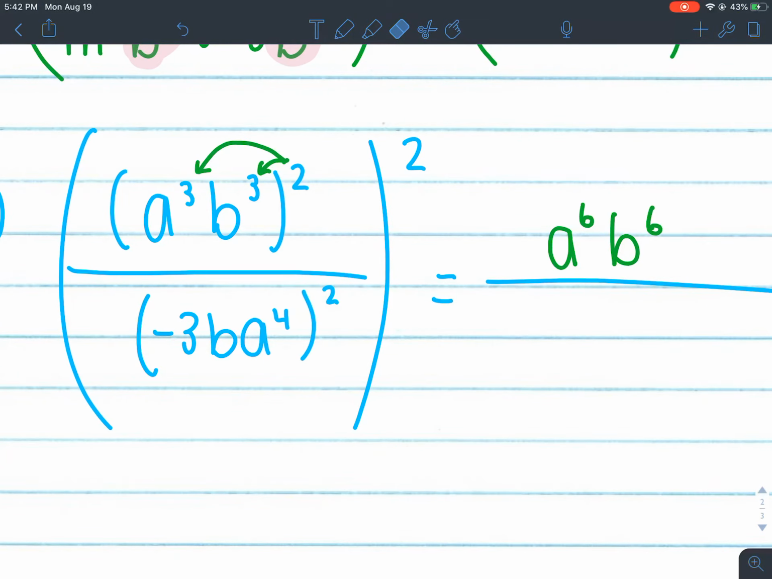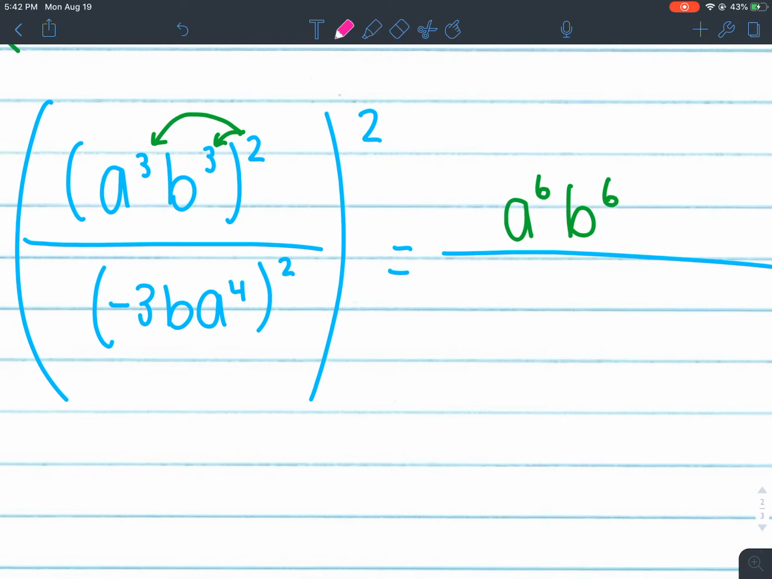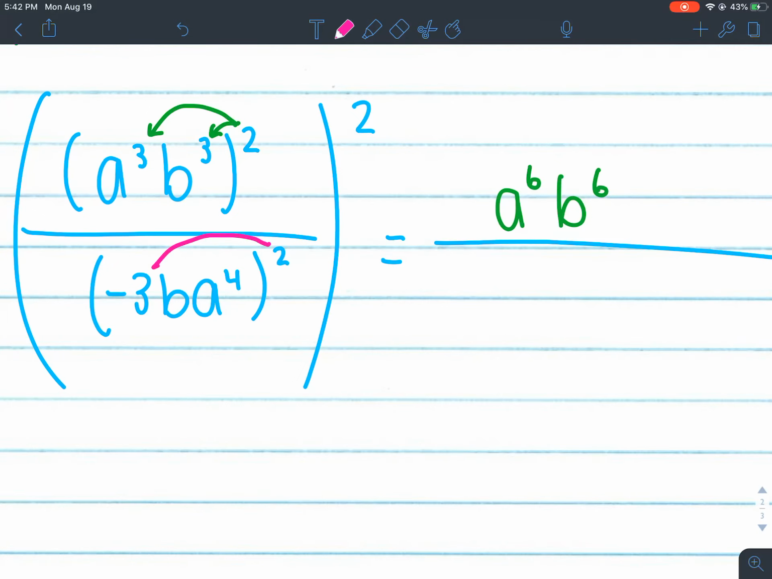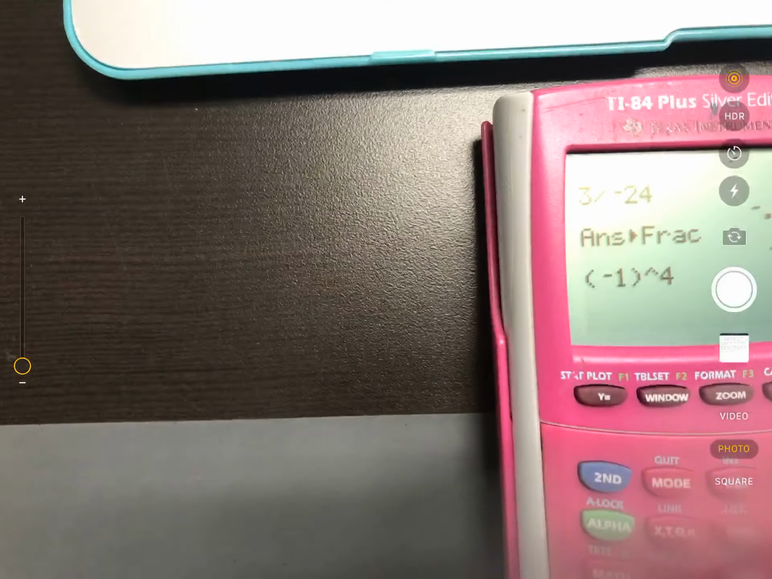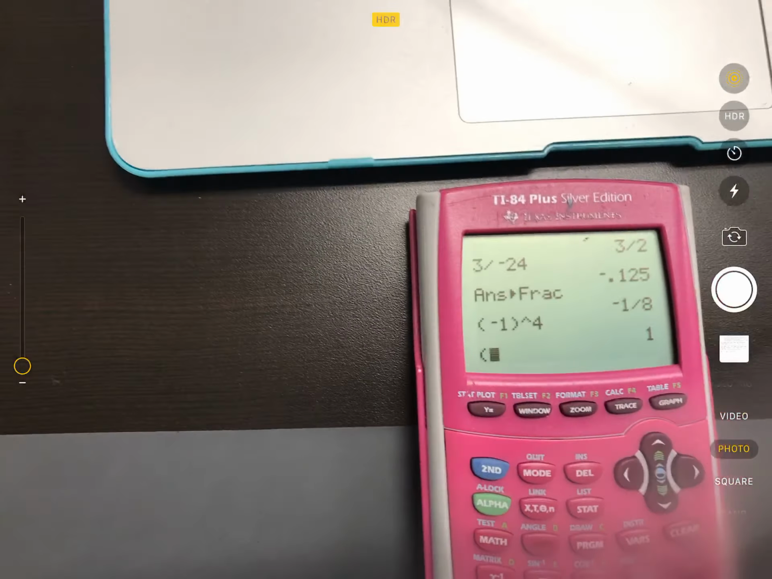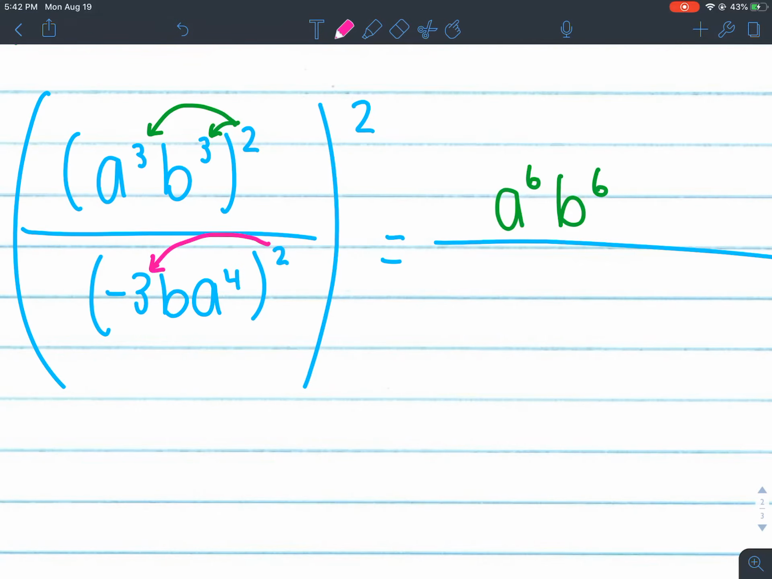And now I'm going to look at the denominator. Do the same thing. So I have 2 here. I'm going to distribute that in. So remember, if you have a negative number, you must use parentheses. And if you want to be safe, you can always use parentheses. You have to do -3 to the power of 2. And if you're wondering where I got that 2 from, it's right there, this little exponent that I have to distribute.